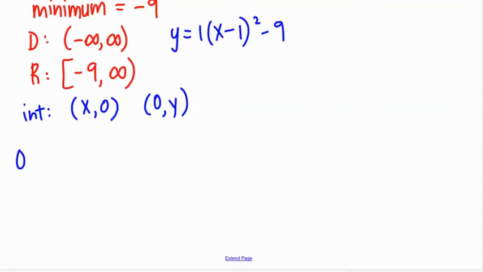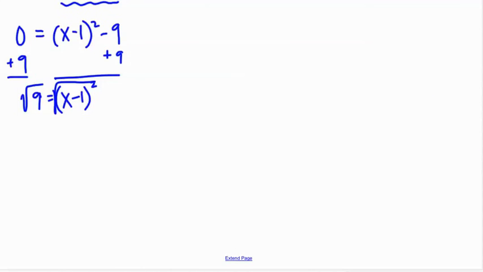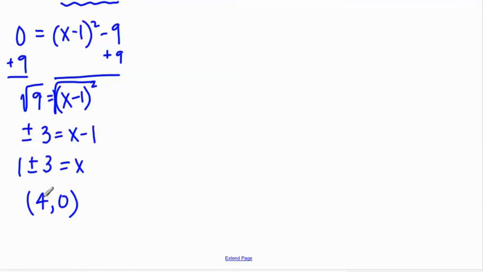So I'll put a 0 in for y, and I get x minus 1 quantity squared minus 9. I'll add 9 to both sides. I get 9 equals x minus 1 squared. I'll square root both sides, and I can hear you saying plus or minus. So I get plus or minus 3 equals x minus 1. I add 1 to both sides, and I get 1 plus or minus 3 equals x. So one x-intercept is 4, 0, because 1 plus 3 is 4. And the other is negative 2, 0, because 1 minus 3 is negative 2.